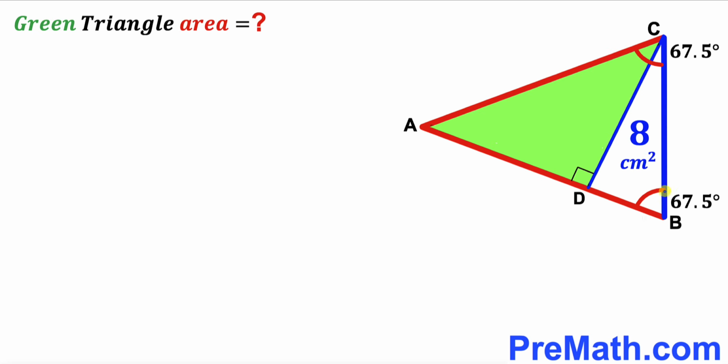And moreover, this angle B is 67.5 degrees, and likewise, this angle C is 67.5 degrees as well. And now our task is to calculate the area of this green shaded triangle ADC.